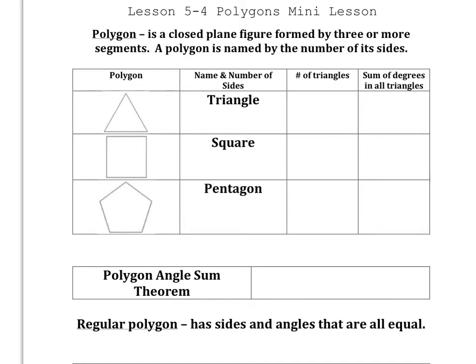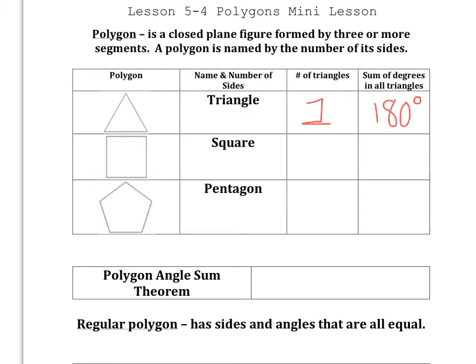So I just took a small snippet of this diagram just to give you a feel for the way that our formula is derived that we'll be using throughout the lesson. So let's start with a triangle. And what I want you to see is that a triangle, of course, is made of three sides, and it contains just one triangle exactly. We know from our previous lesson that the sum of any triangle is 180 degrees.